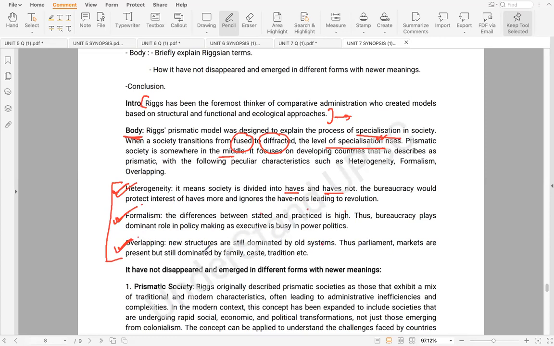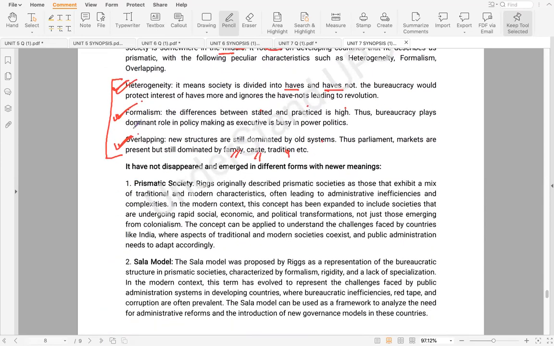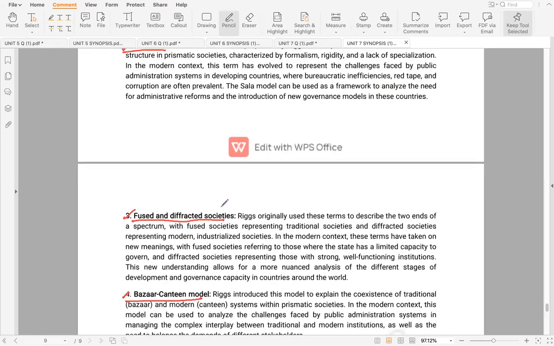Thus, parliament and markets are present but still dominated by structures such as family, caste and tradition. Okay, I explained Riggs briefly. Now you'll directly hit upon the keywords. So for example, you have keywords such as prismatic society, the Pasala model, the bazaar-canteen model is a keyword, and fused and diffracted societies is a keyword.